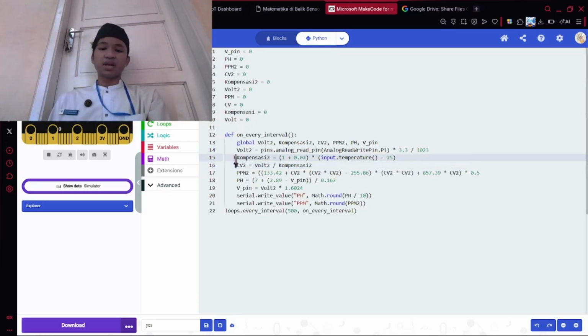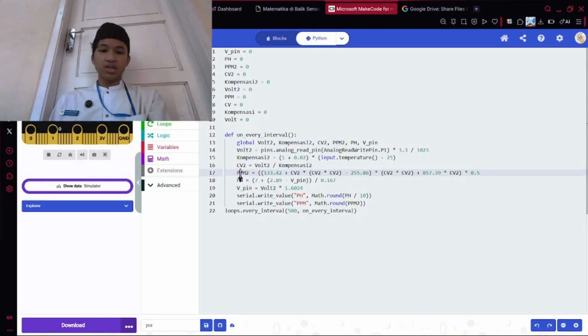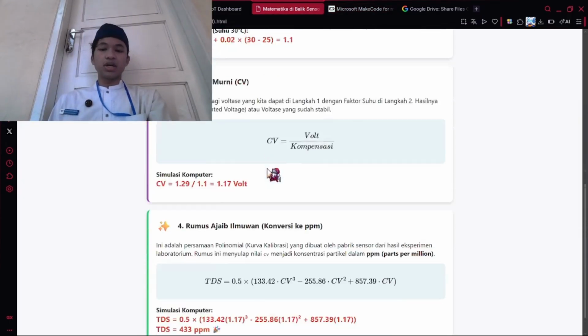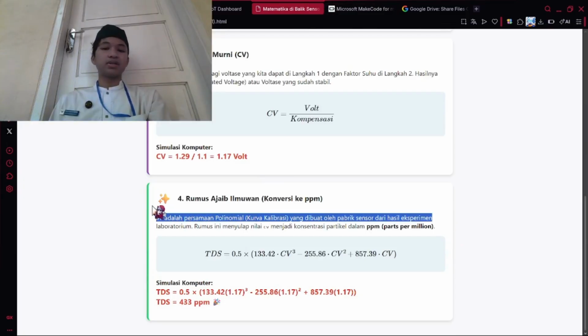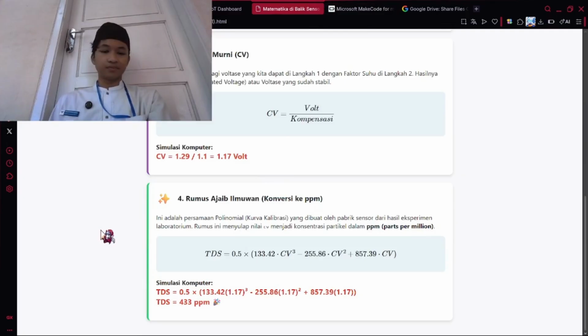Then after that you will get compensated voltage. You'll need compensated voltage, so you get the volt from before, then you divide it by the compensation, and you will get compensated voltage. Second is ppm. What is ppm? Ppm is parts per million. It's basically how clean the water is, or TDS, like that.